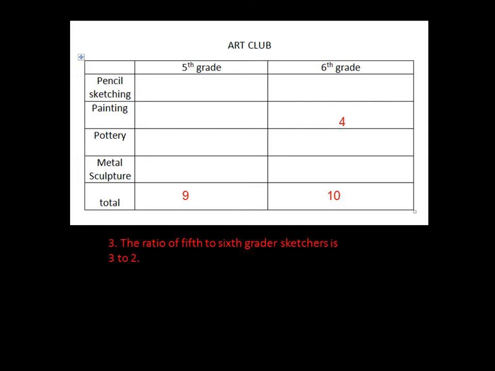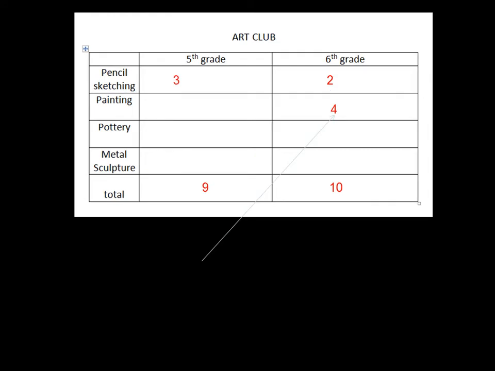The ratio of the 5th to 6th grade sketchers is 3 to 2. So we put the 3 and the 2 there. The ratio of the 5th grade potters to 6th grade potters is 2 to 4. The 4 is there because it was given to us in the problem. Then we put the 2 there.